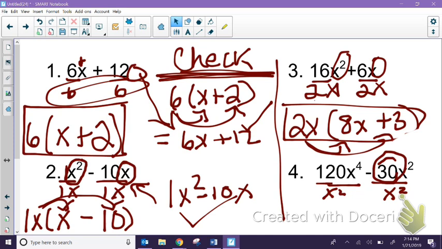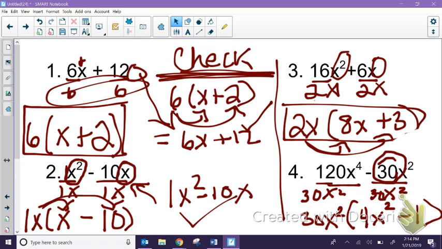Does it work? Oh, wow. 120 divided by 30 is 40, or 4, excuse me. It's 4. So we can divide everything by a 30x squared. So 30x squared comes outside my parentheses. This becomes 4x. I don't know what my x becomes, Miss Smith. Oh, what's 4 minus 2? It's 2, and 2 minus 1. I can check it and I get the same exact answer.